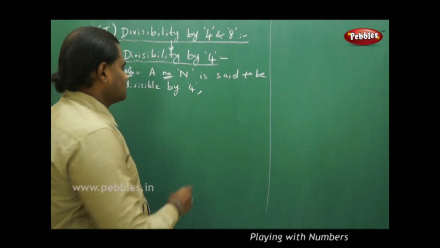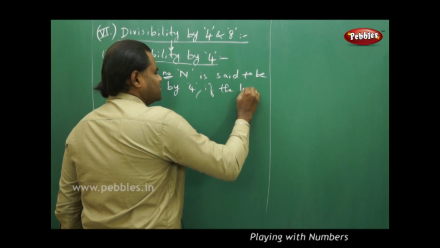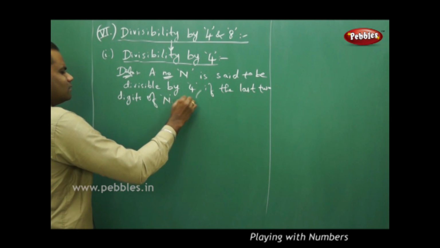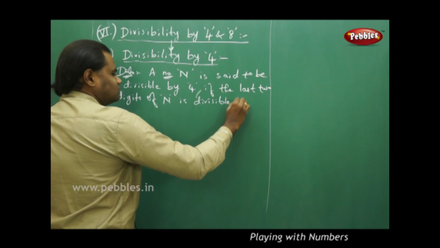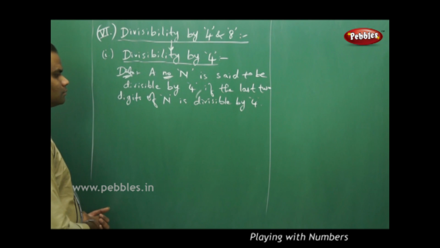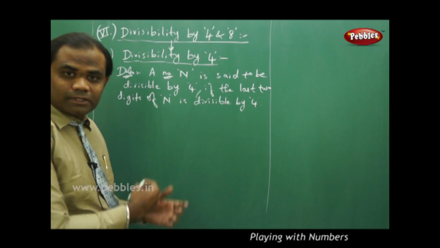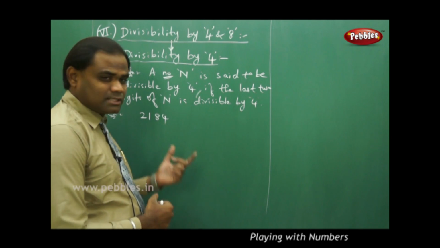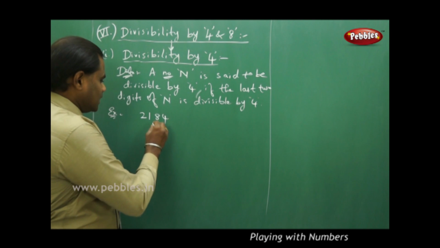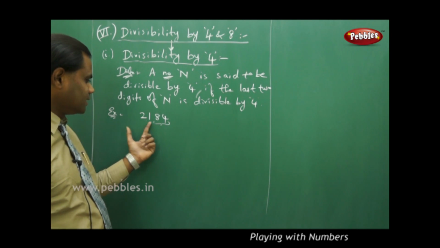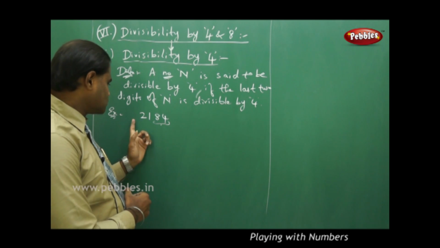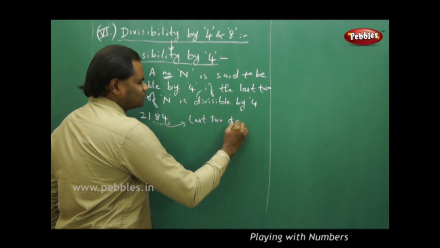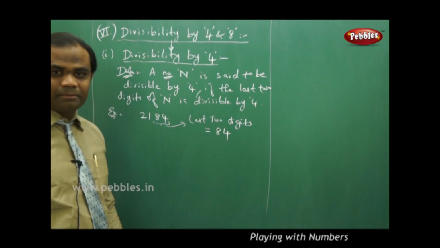So a number n is said to be divisible by 4 if the last two digits of n are divisible by 4. So let's take this with an example. For example, I have 2184 and I would like to know if this number is divisible by 4 or not. In this case, I take the last two digits. In this 4-digit number, 2184, the last two digits form a two-digit number 84, as can be clearly seen from the number.